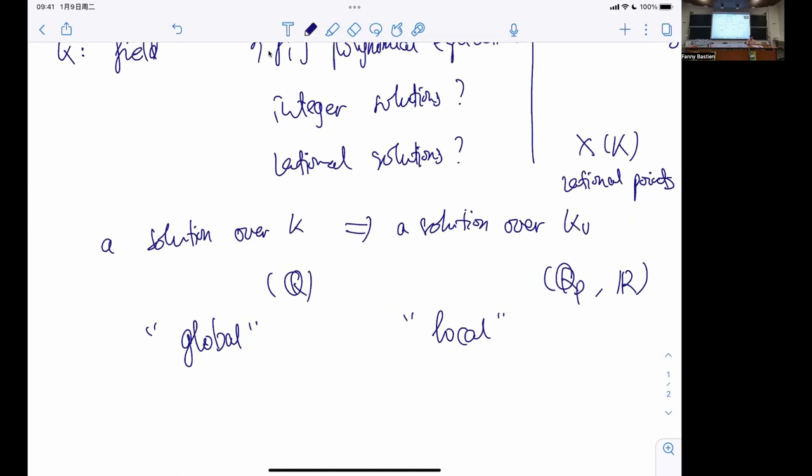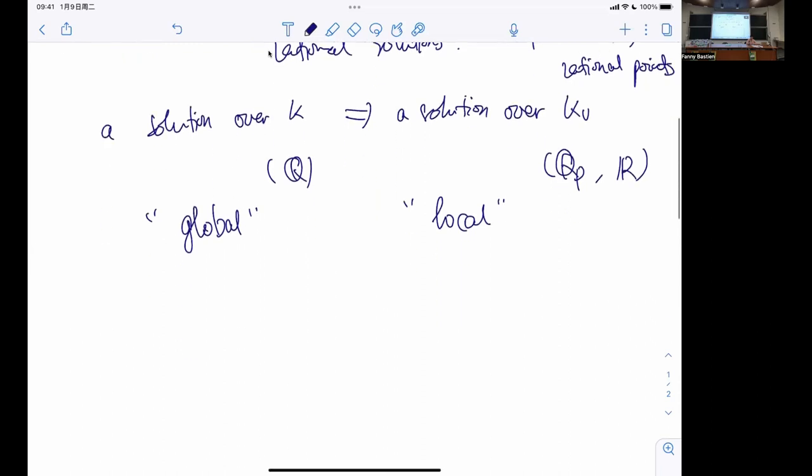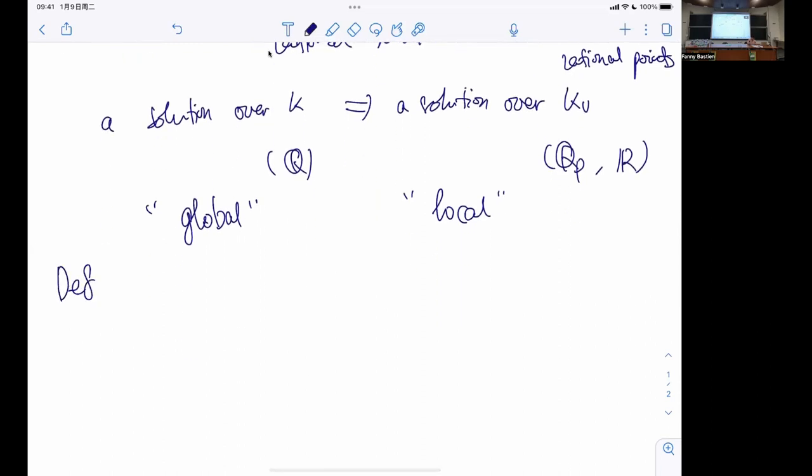And then the question is, does the converse hold? Which means that if we do have local solutions everywhere, if we do have local points everywhere, do we have global solutions? Okay, so this is the definition of local global principle.